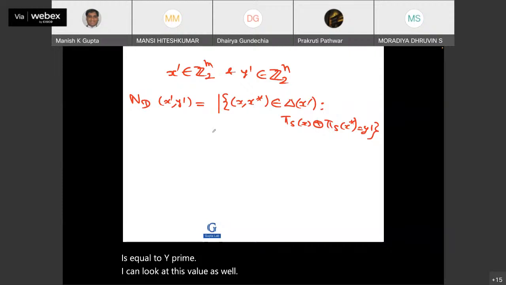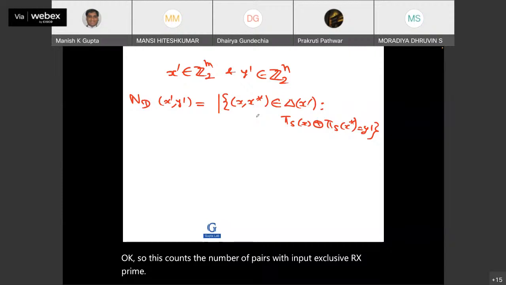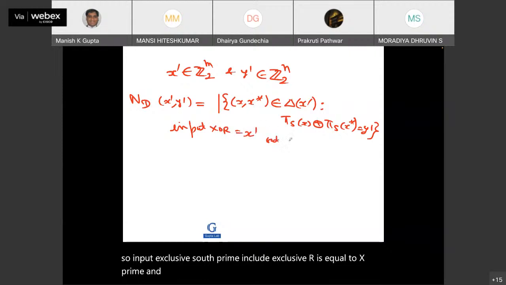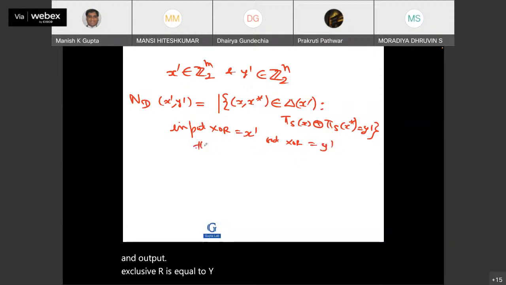Okay, so this counts the number of pairs with input exclusive OR X prime, and output exclusive OR Y prime. So the number of such pairs, this is counting how many such pairs there are.